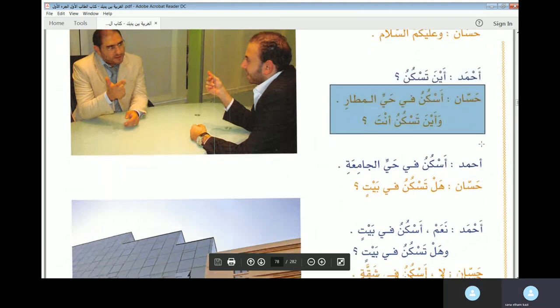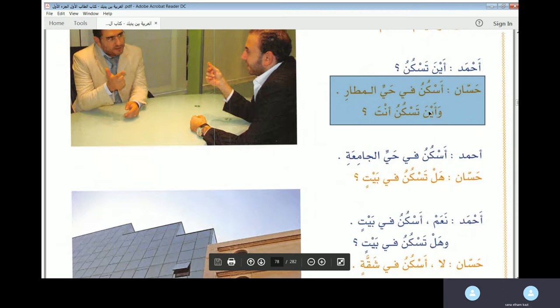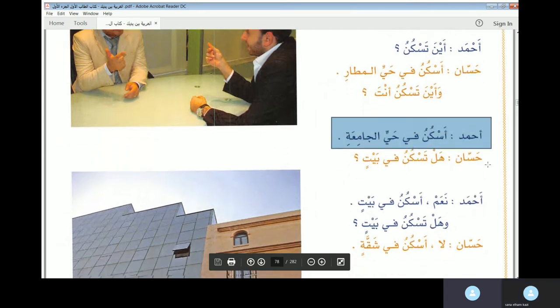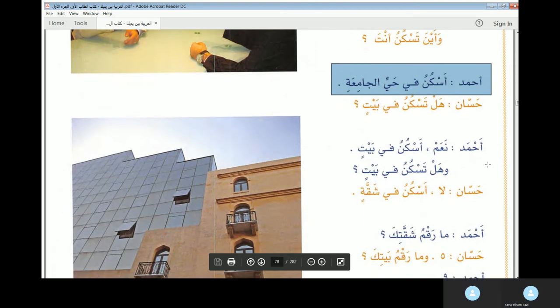Askunu fi hayy al-matar, wa ayna taskunu anta? I live in the neighborhood of the airport, hayy meaning neighborhood. And where do you live? Askunu fi hayy al-jami'ah. I live in the university neighborhood.